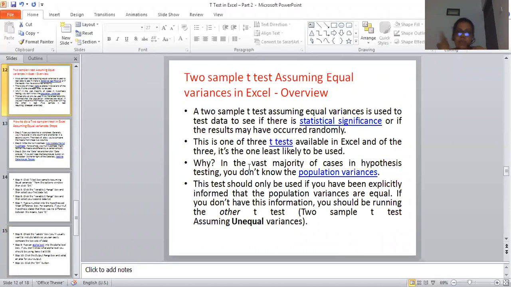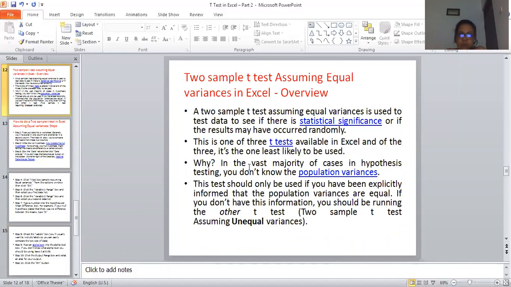Let me give you an overview of this particular test. A two sample t-test assuming equal variances is used to test data to see if there is a statistical significance or if the results may have occurred randomly. The reason we use it is to check whether there is a statistical significance or whether the results have occurred randomly.